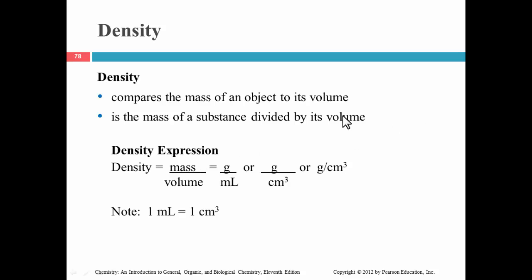So density compares the mass of an object to its volume. It is the mass of the substance divided by its volume. So we use the equation density equals mass divided by volume. Mass is always measured in grams and volume in milliliters, or mass measured in grams and volume measured in cubic centimeters. Remember that 1 milliliter equals 1 cubic centimeter, so these are going to give you the same number for density. It's just a matter of which unit is written down. But since milliliters and cubic centimeters are interchangeable, it doesn't change very much.